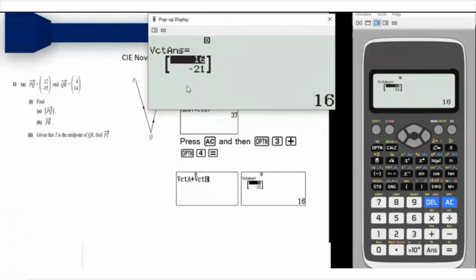The next part of the question is, given that T is the midpoint of QR, we need to find PT. Before we find PT, we need to define QT. If T is the midpoint, then QT will be half of this. So I think it's better that we define a new vector, vector C.